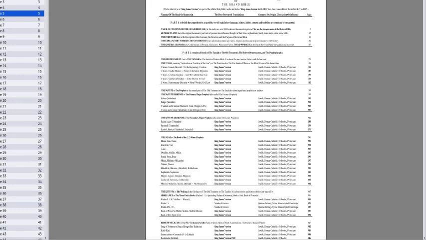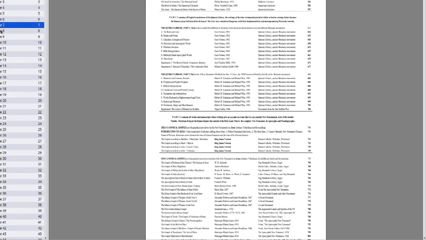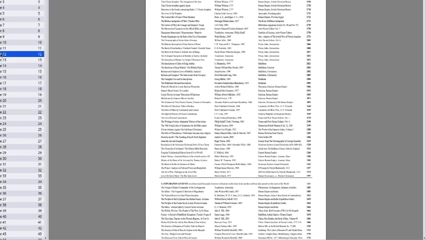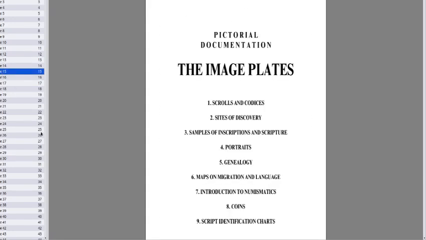Grand Bible, table of contents of the Grand Bible, and it goes through all the Old Testament, the Tanakh, Torah, etc., etc. In the Christian Bible, and so forth. As you can see, there's quite a lot of content on that. Okay, let's skip a few. Pictorial documentation, the image plates, scrolls and codices, sites of discovery, samples of inscriptions, and so forth.